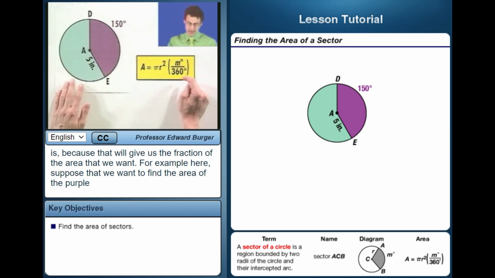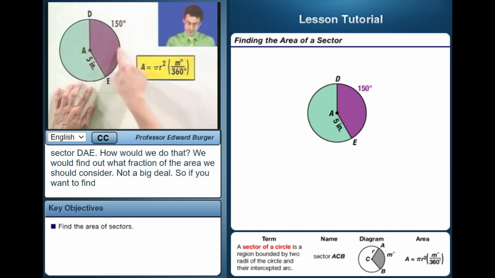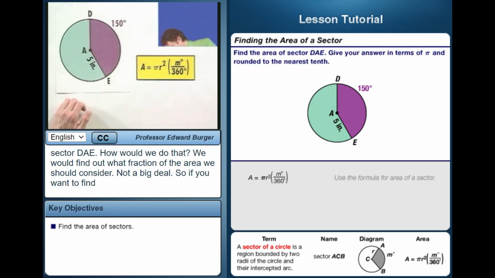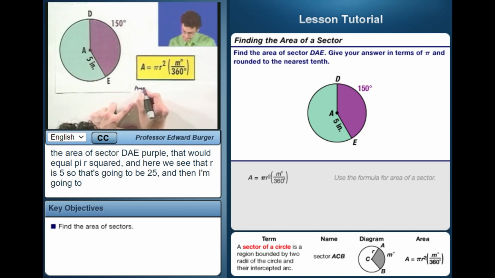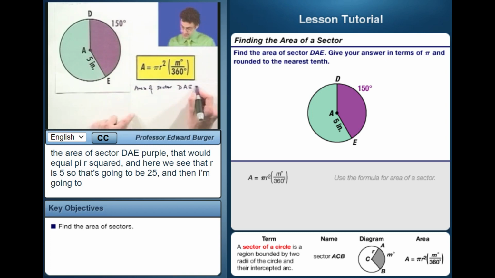So for example, here, suppose that we want to find the area of the purple sector. So that would be the area of the purple sector DAE. How would we do that? Well, we would just find out what fraction of the area we should consider. It's not a really big deal. So if you want to find the area of sector DAE, purple, that would equal pi r squared.